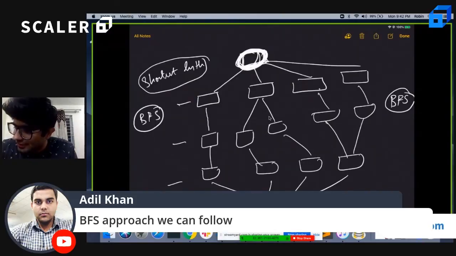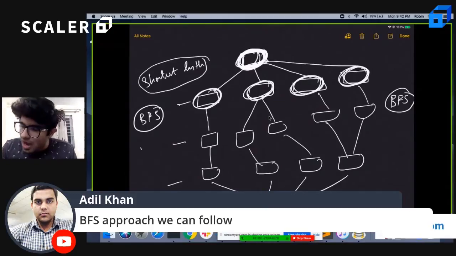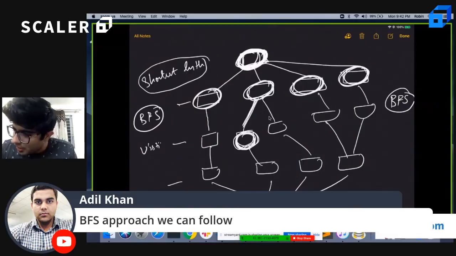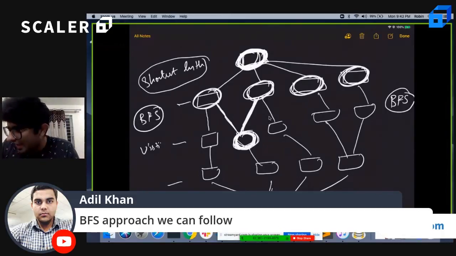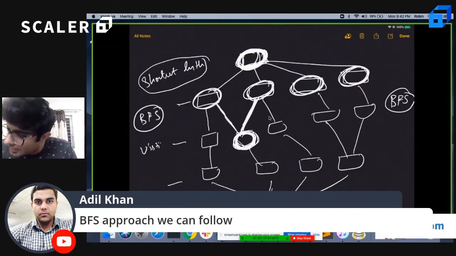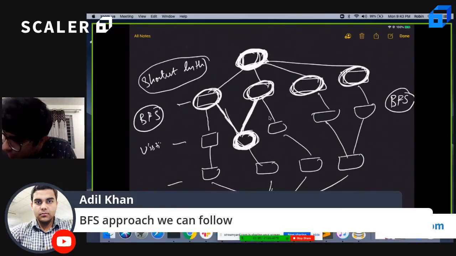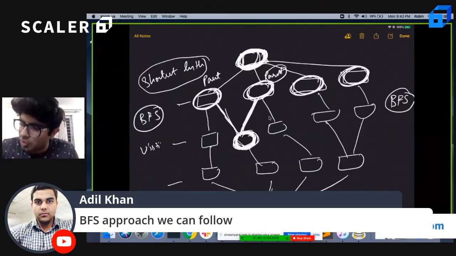If I'm using BFS, let's say I explored this, as well as I explored this. And if I mark something as visited, so if this point is reached from here, I also need to make sure that if this point is reached from here, this path is taken into consideration. So one thing is coming to my mind: for each particular node, I can just say node because I just turned it into a graph, I can store all the other nodes from which it comes as its parents. Then it becomes simple.